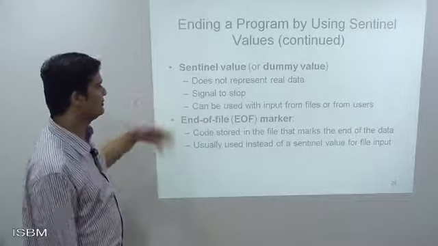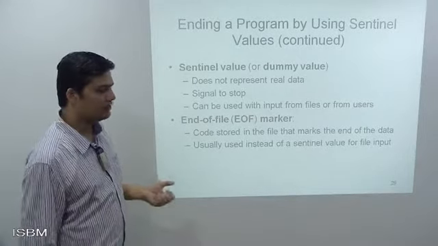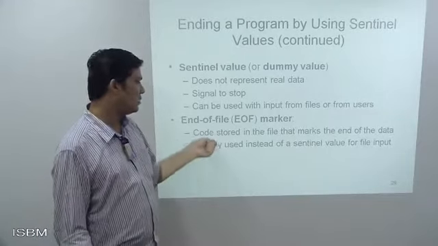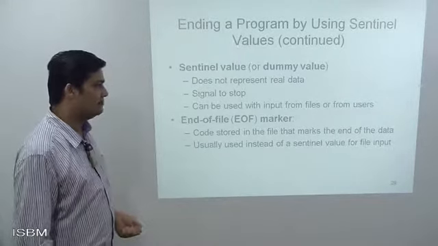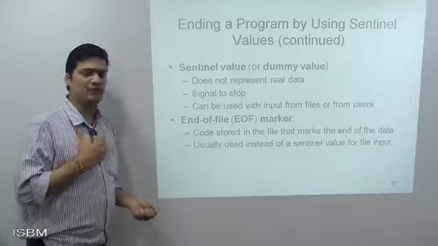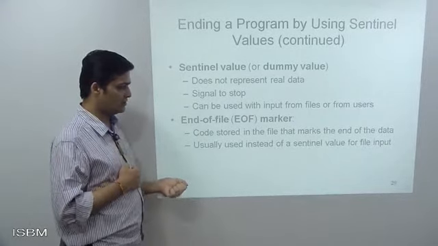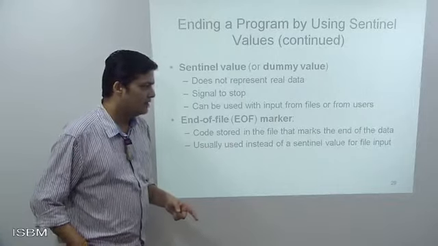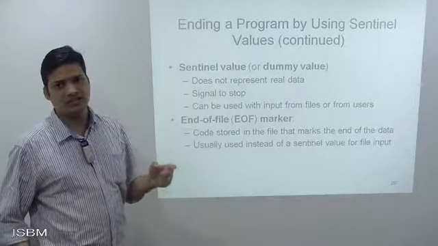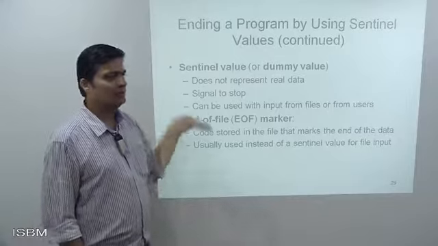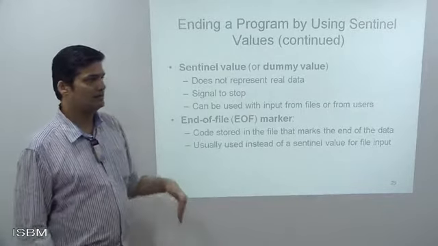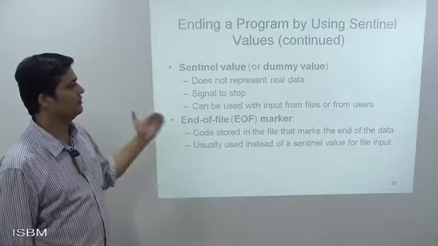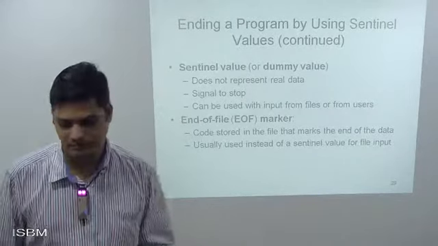The dummy value is nothing but from where you want to use, depends on. End of file marker: a code stored in the file that marks the end of the data. So when you mark the end of the data, which is stored in the file itself, it is usually used instead of a sentinel value for file inputs. Sometimes we are using a dummy value to input in the file. Whatever you want, you can input a dummy value into the file, and on the basis of that you get a result.